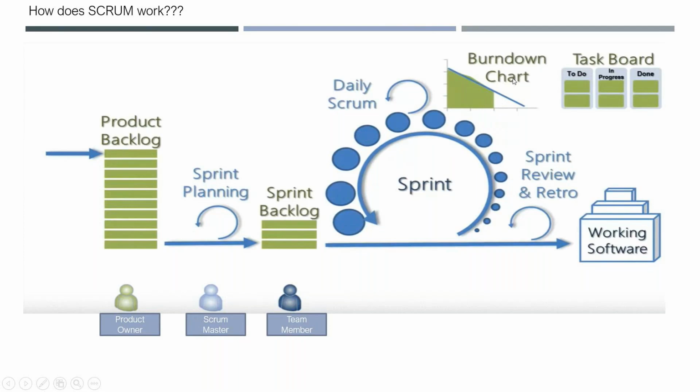And then there are some reports available. You have burn down charts and task boards. This is for everyone, not just a project manager or just a developer. At the end of your cycle, you get working software, which means the users should be able to use the feature developed by the development team. At the bottom you see three different roles: product owner, scrum master, and team member. The team member can be anyone.